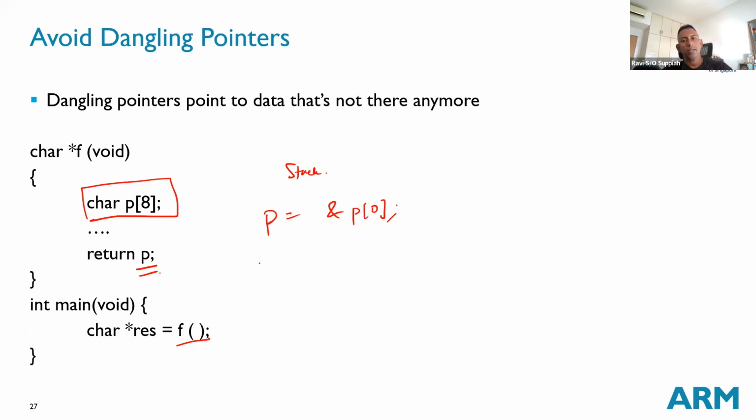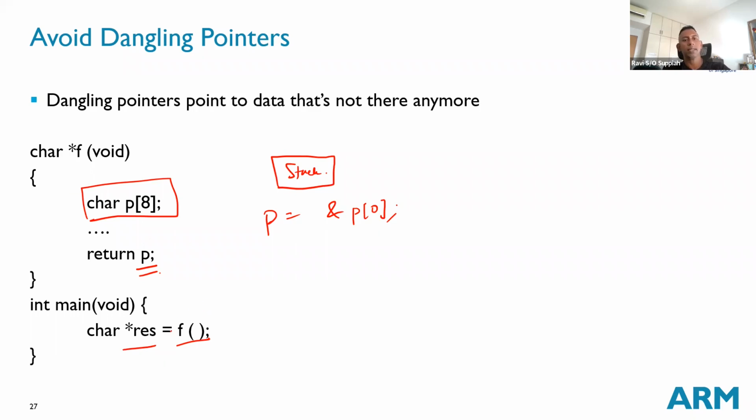Okay, so here you are trying to return the address of the first element in this array. But what is the problem? The problem is this p is created on the stack. So if p is created on the stack, then the moment I return, yes, I will get a value. It will not show as an error. Okay, it will still compile, it will still run.